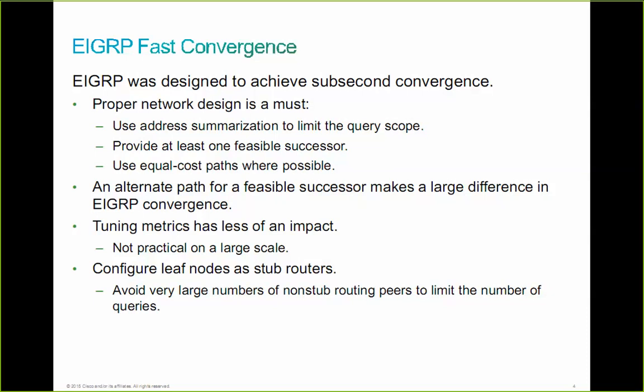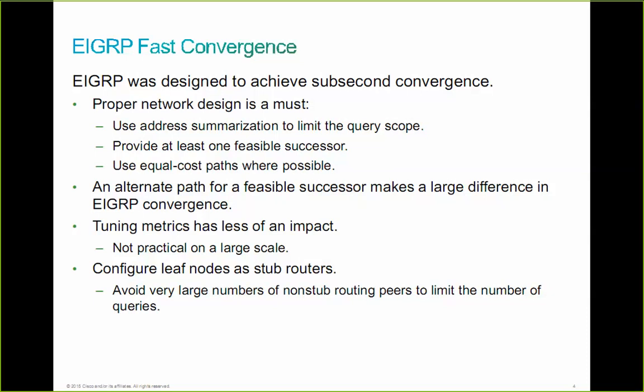I don't know if we get too much into offset lists. I've used offset lists quite often when we're trying to manipulate path selection. But offset lists only affect the metric. They don't affect reported distance. So we still can't manipulate things like feasibility condition with offset lists. Well, not directly anyway. If it's downstream, we could, but not upstream.